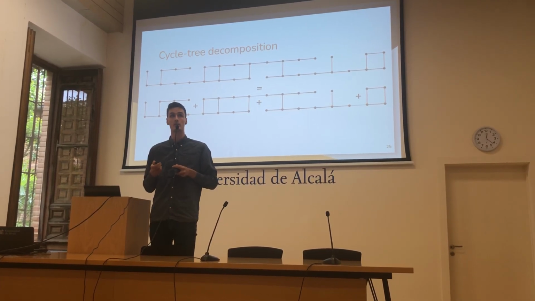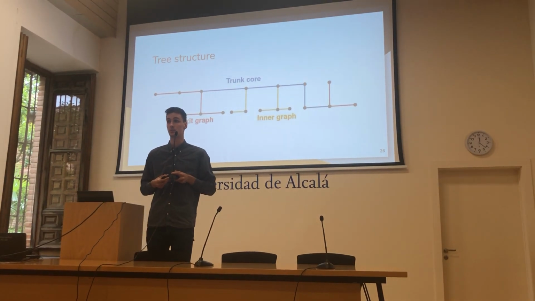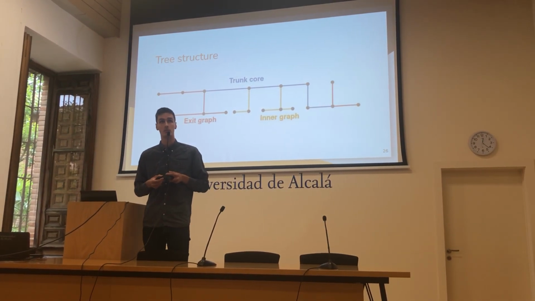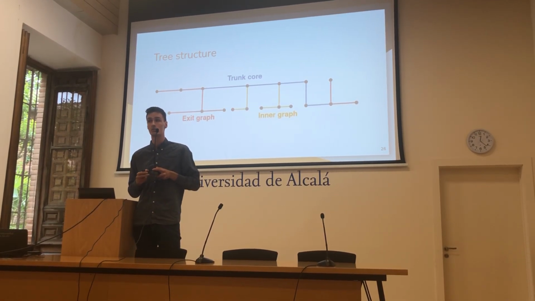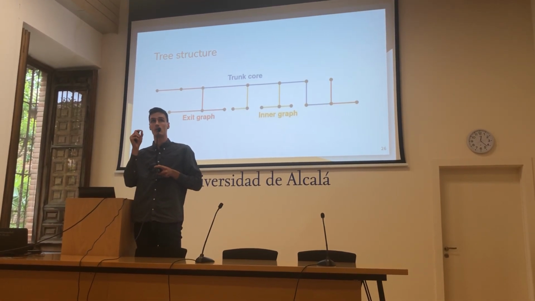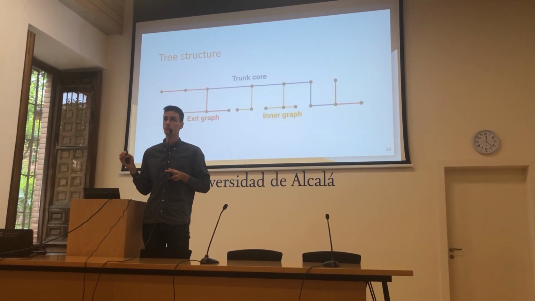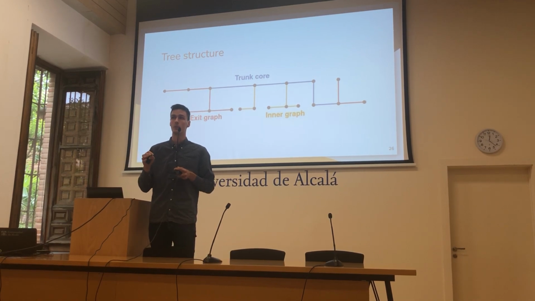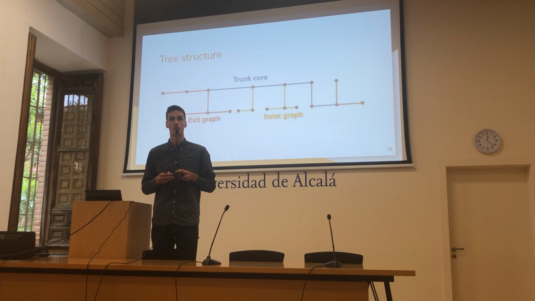Well, it turns out that trees in a cycle tree decomposition have a very well understood structure, and the key concept is a trunk core, depicted here in blue. So what is a trunk core? It's a line subgraph of a tree, such that if you remove it from the tree, what you're left with is only line graphs. So very, very simple structure.